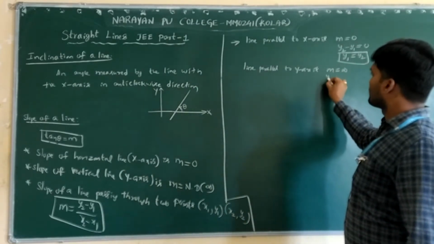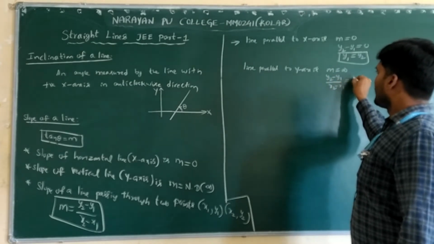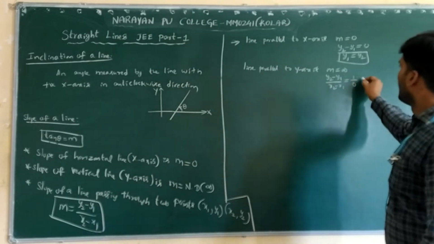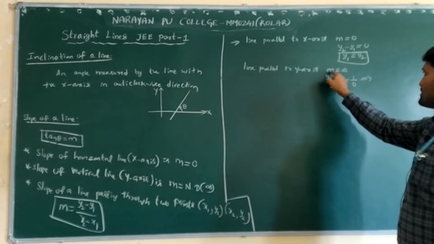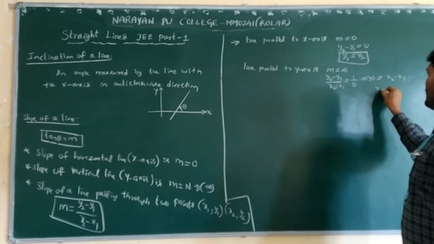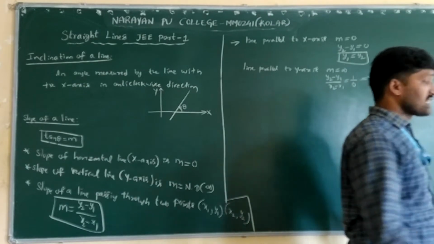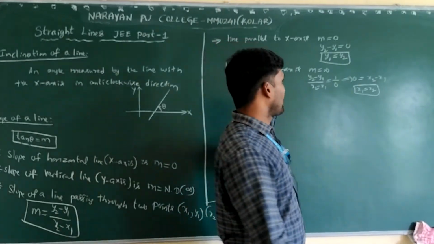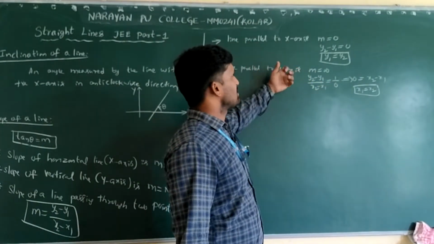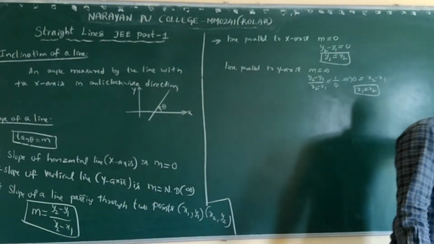Similarly, when the line is parallel to the y-axis, M is nothing but y2 minus y1 by x2 minus x1, which is infinity, something divided by 0. From this, by cross multiplication, 0 is equal to x2 minus x1, where x1 equals x2. Here the x coordinates become equal when the line is parallel to the y-axis. Similarly, when parallel to the x-axis, the y coordinates become equal.